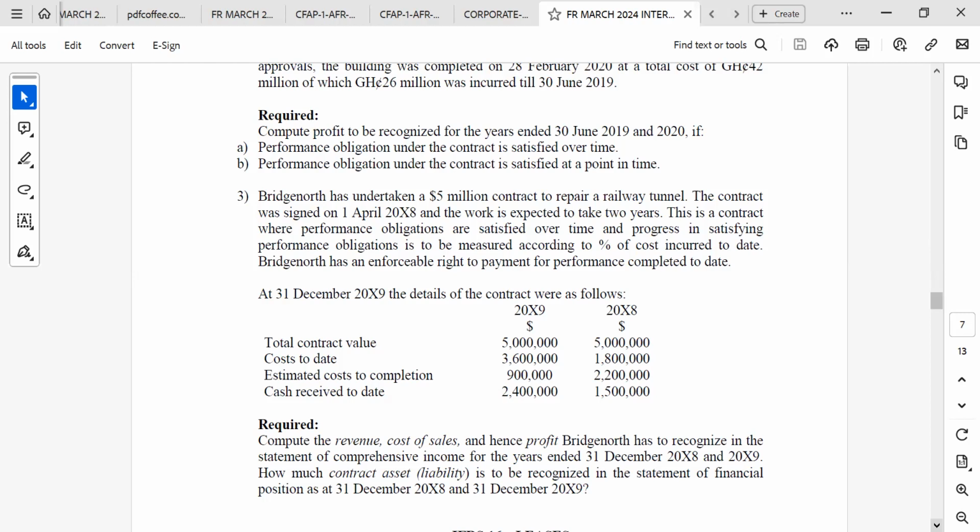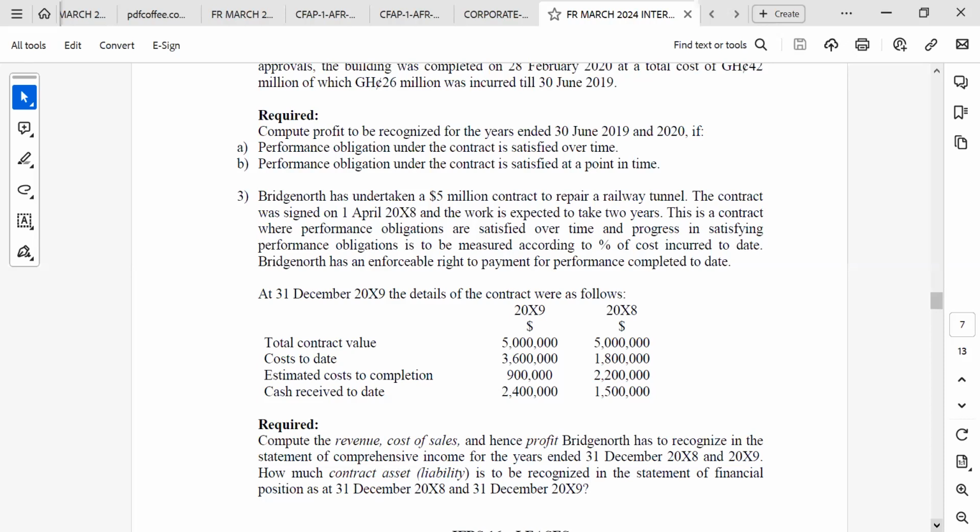At 31 December 20X9, the details of the contract were as follows. Total contract value: 20X9, $5 million; 20X8, $5 million. Cost to date: 20X9, $3.6 million; 20X8, $1.8 million. Estimated cost to completion: 20X9, $900,000; 20X8, $2.2 million. Cash received to date: $2.4 million in 20X9 and $1.5 million in 20X8.